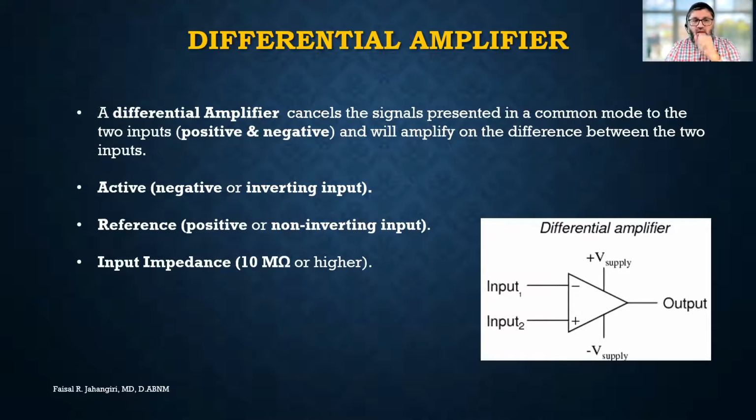There are two inputs. The first input is known as the active or negative input, also known as the inverting input. And what is the significance? Any signal which enters the active input of the differential amplifier will be inverted. If it is a negative input, it will become positive. If it is a positive input, it will become negative. A negative input means the signal is going down; a positive input means the signal is going up. And that is how it is recorded in the system.